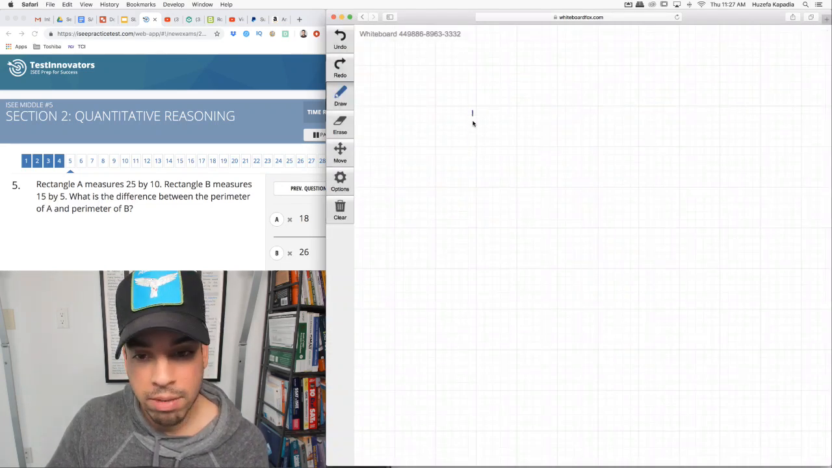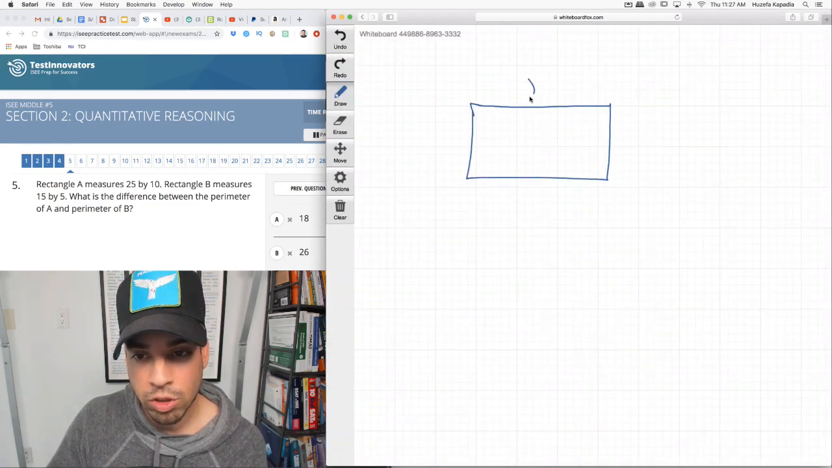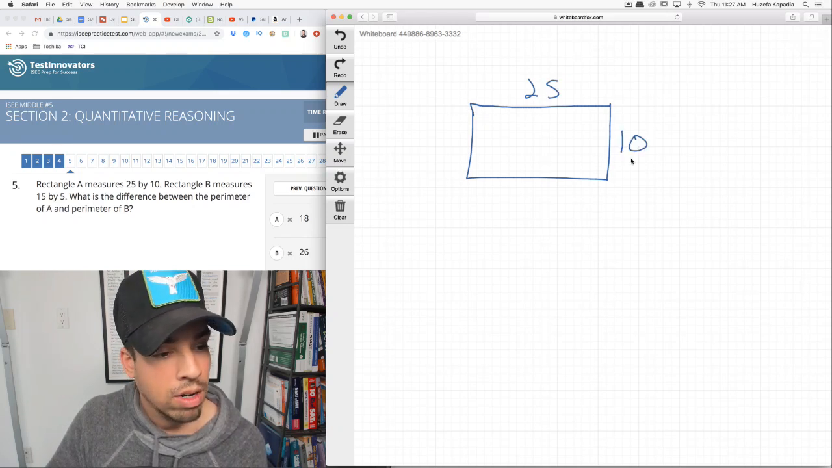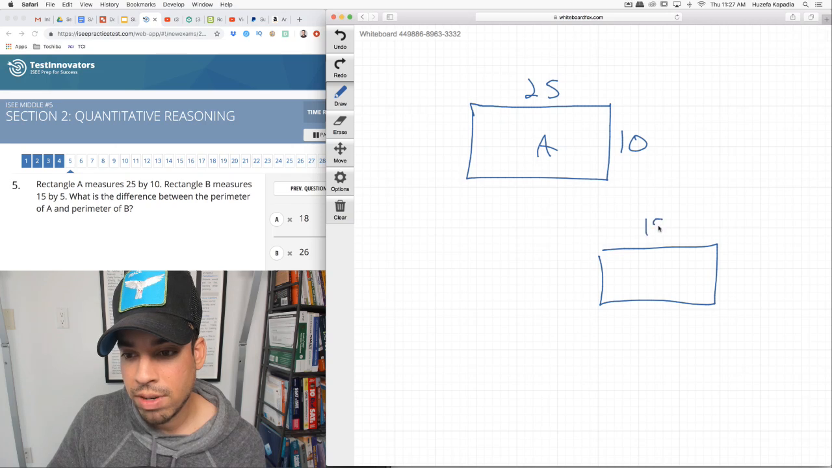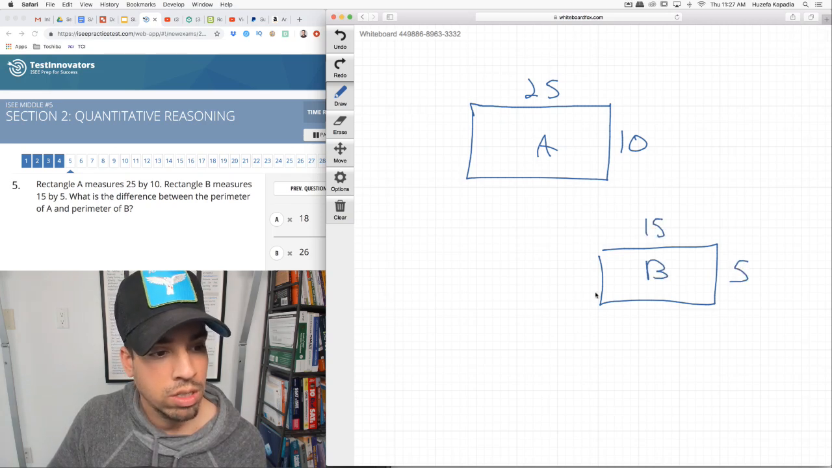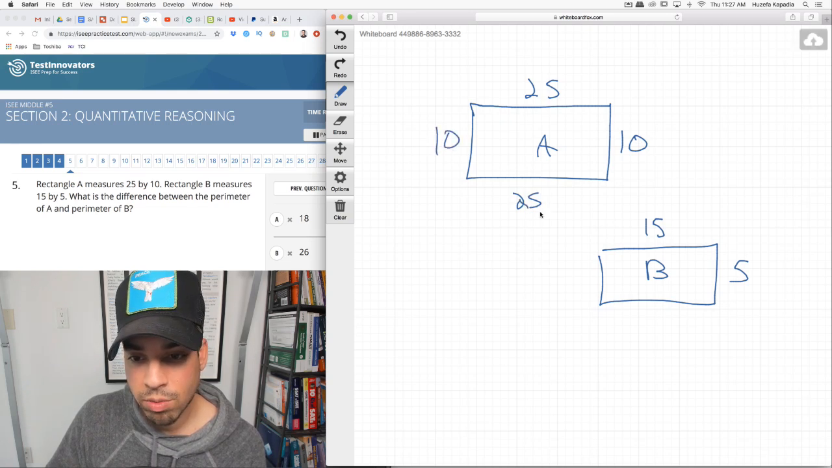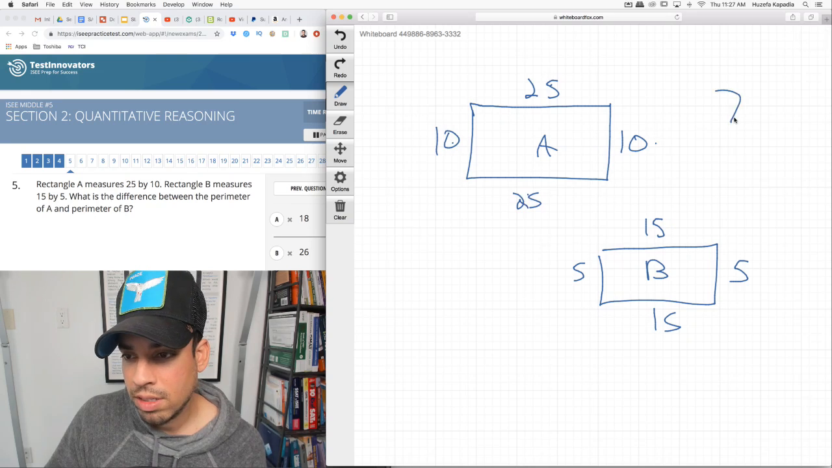A rectangle A measures, immediately we see rectangle, we're going to draw it, a rectangle 25 by 10. Rectangle B measures 15 by 5. What is the difference between the perimeter of A and B? A would be, right? It's a rectangle, so the opposite sides are equal. A would be 50, 60, 70. B would be 30, 40. And the difference of the two is 30.